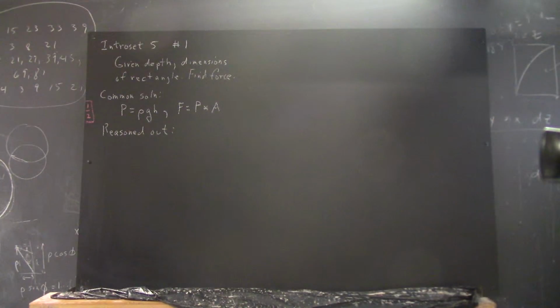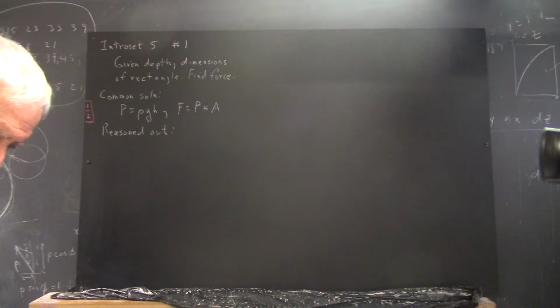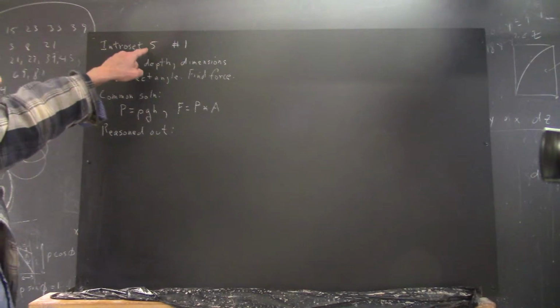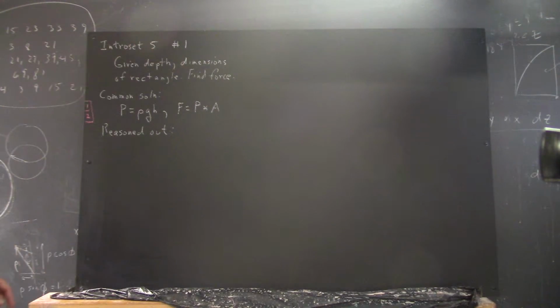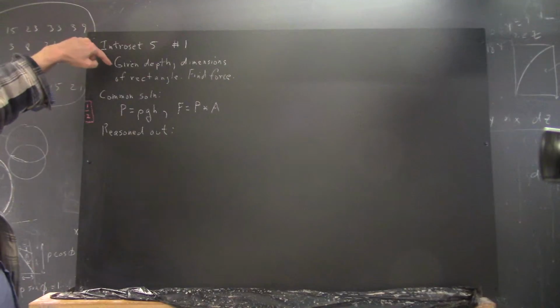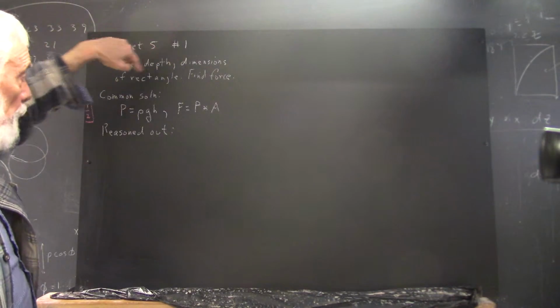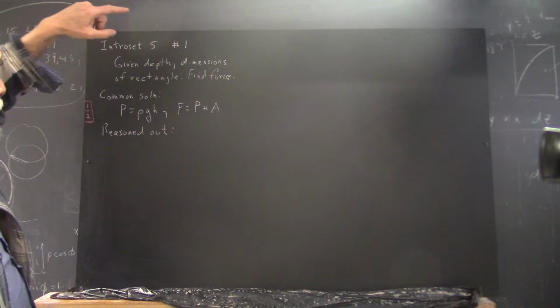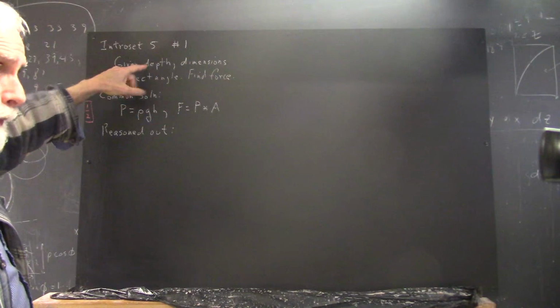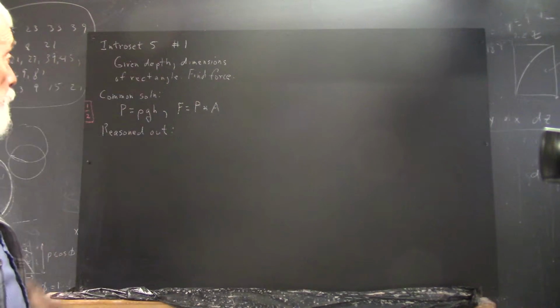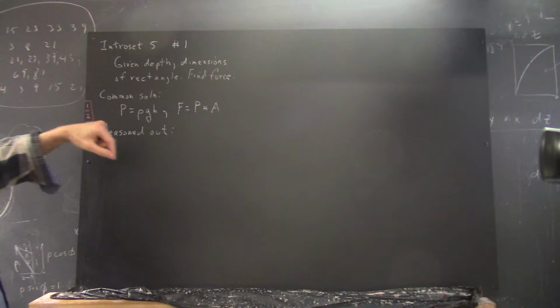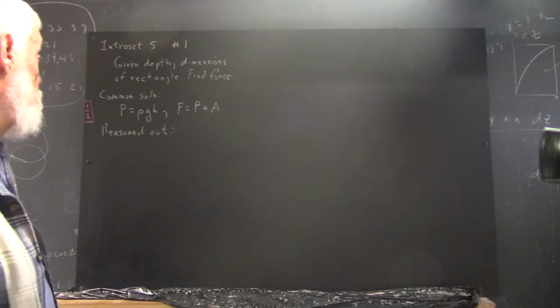Okay, this is a solution to Introset 5, problem number 1. We want to discuss this a little bit. Given the depth and dimensions of a rectangle, we want to find the force. By depth we mean depth of water, in this case, above the rectangle. We want to find the force on the rectangle.